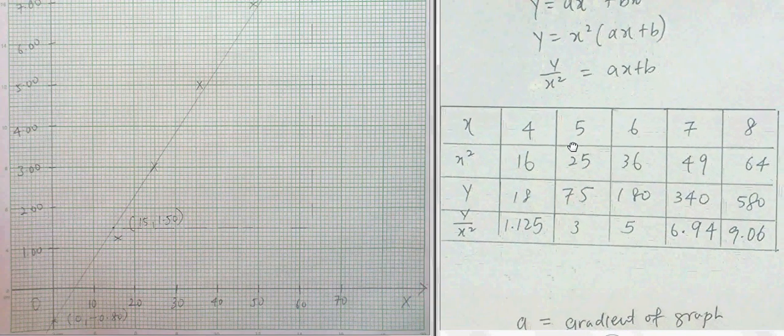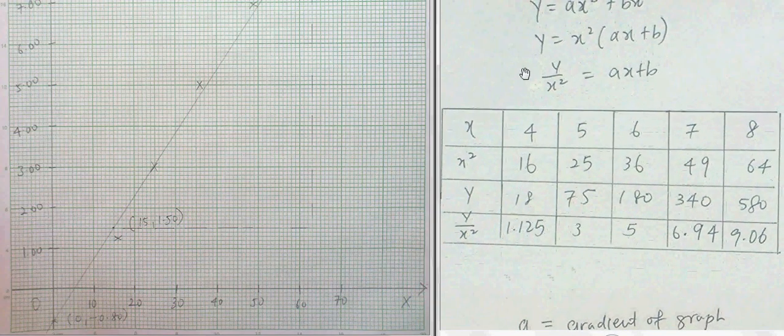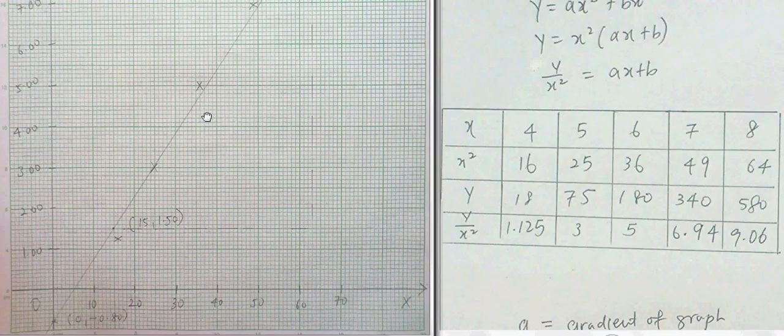We are given the values of x and y. However, since we need to plot y over x squared, we have to find the value of x squared. So we just square the values of x. We get 16, 25, 36, 49, and 64. And y over x squared. So we just take y divided by x squared for all values. And we get 1.125, 3, 5, 6.94, and 9.06. Then we plot the value on the graph.